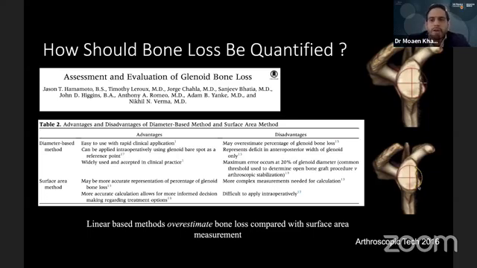So this is a simple circle that is drawn over the glenoid, and you can measure the anterior glenoid bone loss. The main concern or main disadvantage with this method is that you may actually overestimate bone loss compared with surface area methods. So that's important to take into account when you're doing your estimations. When you're looking at the surface area methods, obviously these are more accurate, but they require special software in order to be able to determine this.